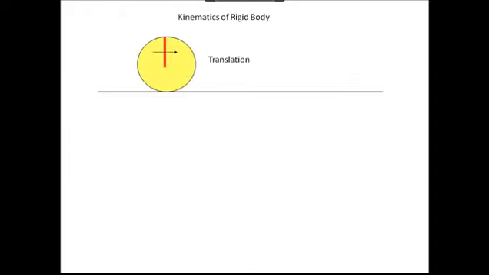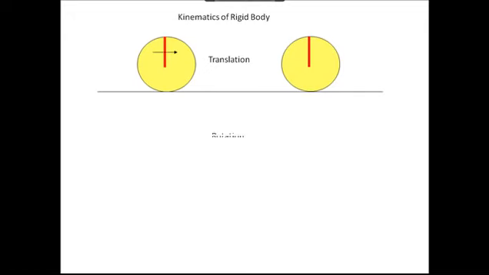Now, in order to understand translation, look at this figure. Here is a rigid body. It moves from position 1 to position 2. Look at the red vertical line. Even if the body has moved to position 2, the vertical red line has remained parallel to itself. This type of motion is called translation. You can see it's essentially just dragging without any rotation. You just drag the cylinder along the surface. This is called translation.